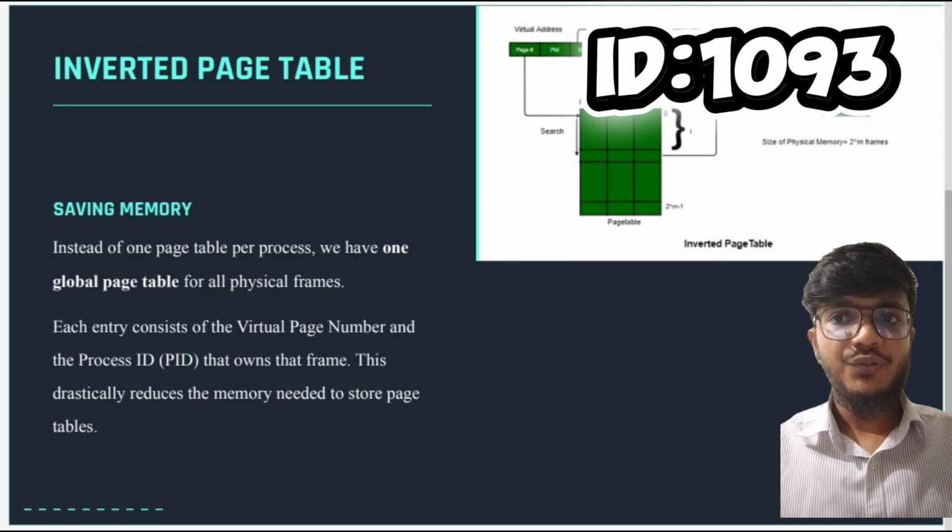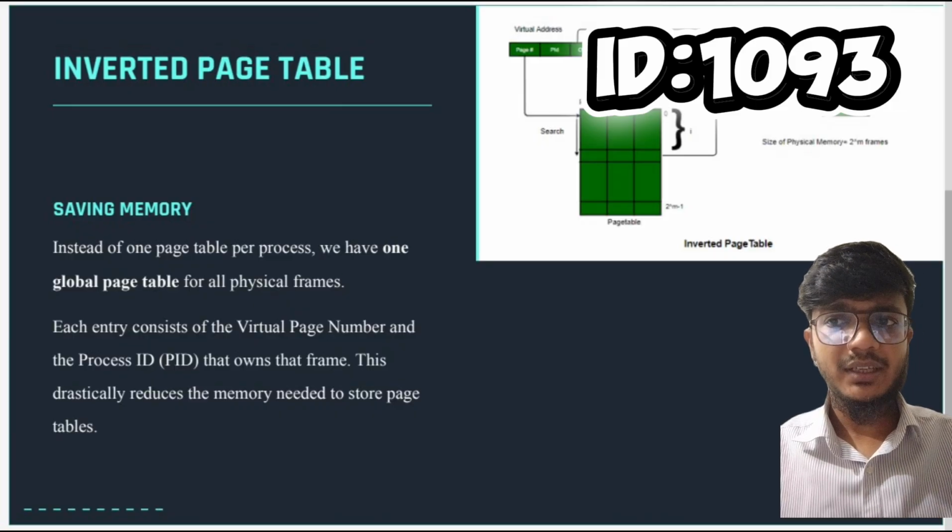Now I'm talking about the inverted page table. The methods we discussed so far require a separate page table for every single process, which consumes a significant amount of memory. To save memory, we use the inverted page table. This works in the opposite way of standard paging.